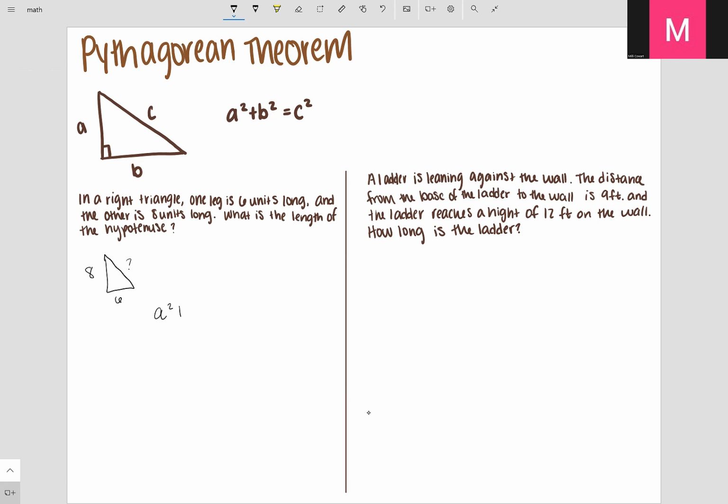So A squared plus B squared equals C squared. The hypotenuse is C. So we have 8 squared plus 6 squared equals C squared. This is 64 plus 36 equals C squared, which is 100. Square root. C equals 10.